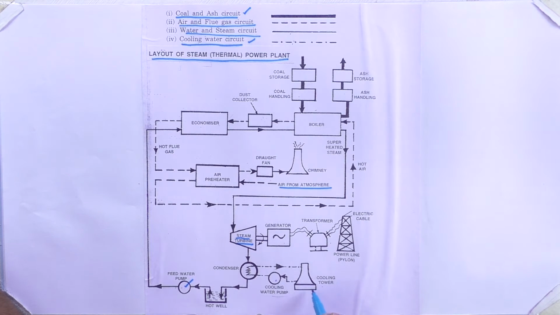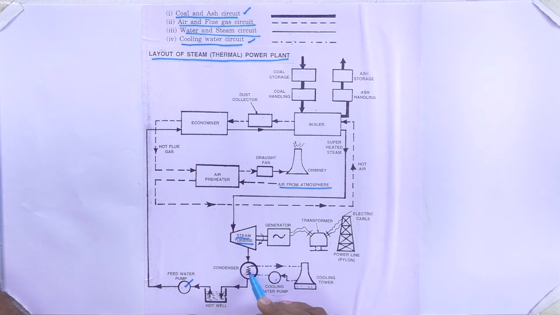So here you have a sump. In this area the cooling water is collected, so that the cooling water is pumped by the cooling water pump, then sent to this condenser. Due to condensation, the heat is transferred from the steam to this cooling water. So the cooling water absorbs the heat from the steam, and the steam is converted into water, then it is stored in the hot well.